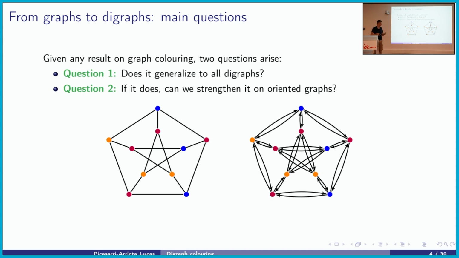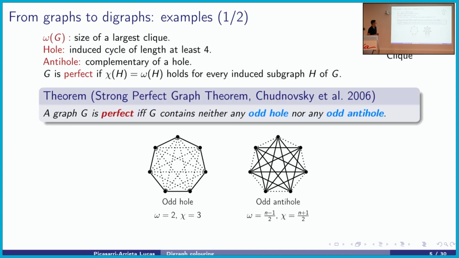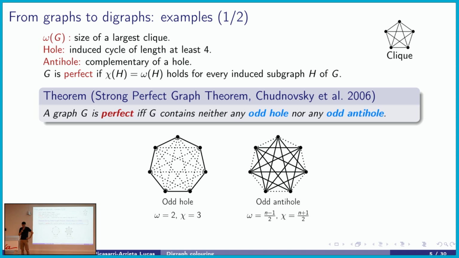And I would like to start by illustrating these 2 questions with 2 emblematic results on graph coloring. And the first one is the strong perfect graph theorem due to Chudnovsky et al. And for this, I need a few definitions. So what we call the clique number of a graph is the size of a largest clique in the graph, where a clique is a set of pairwise adjacent vertices.